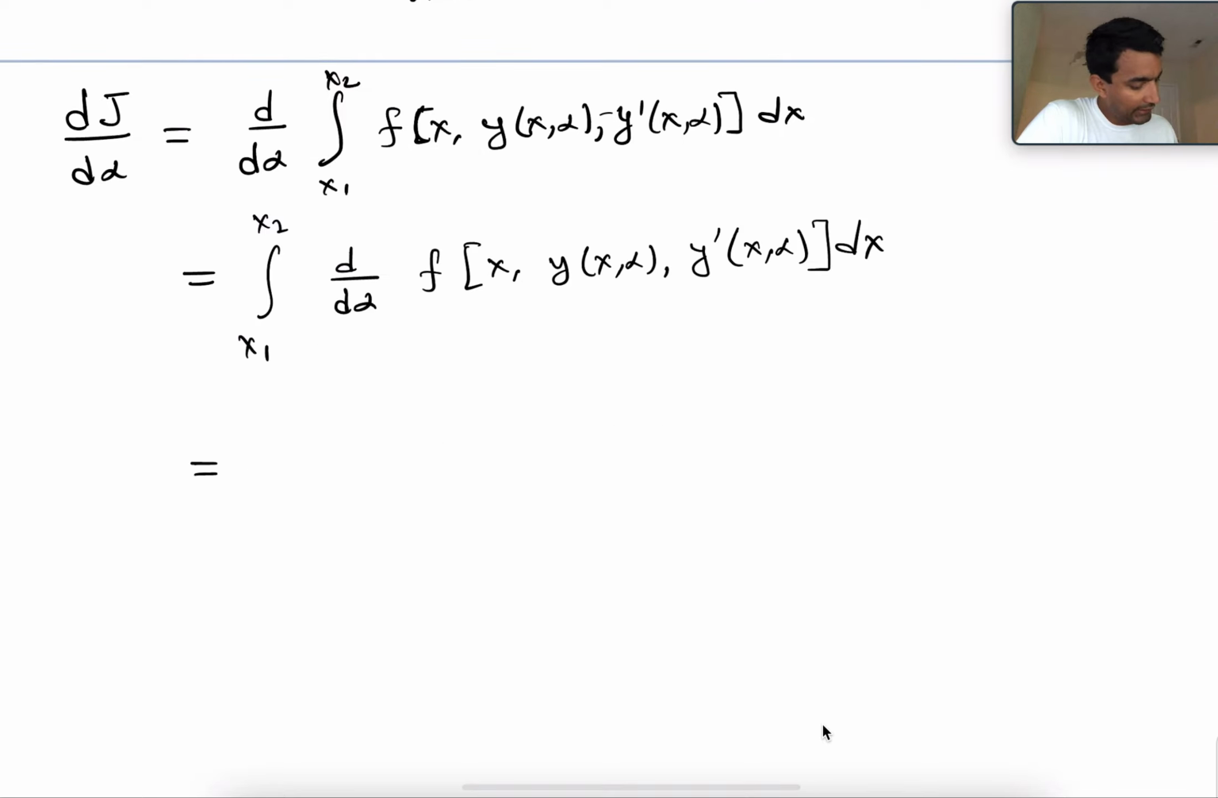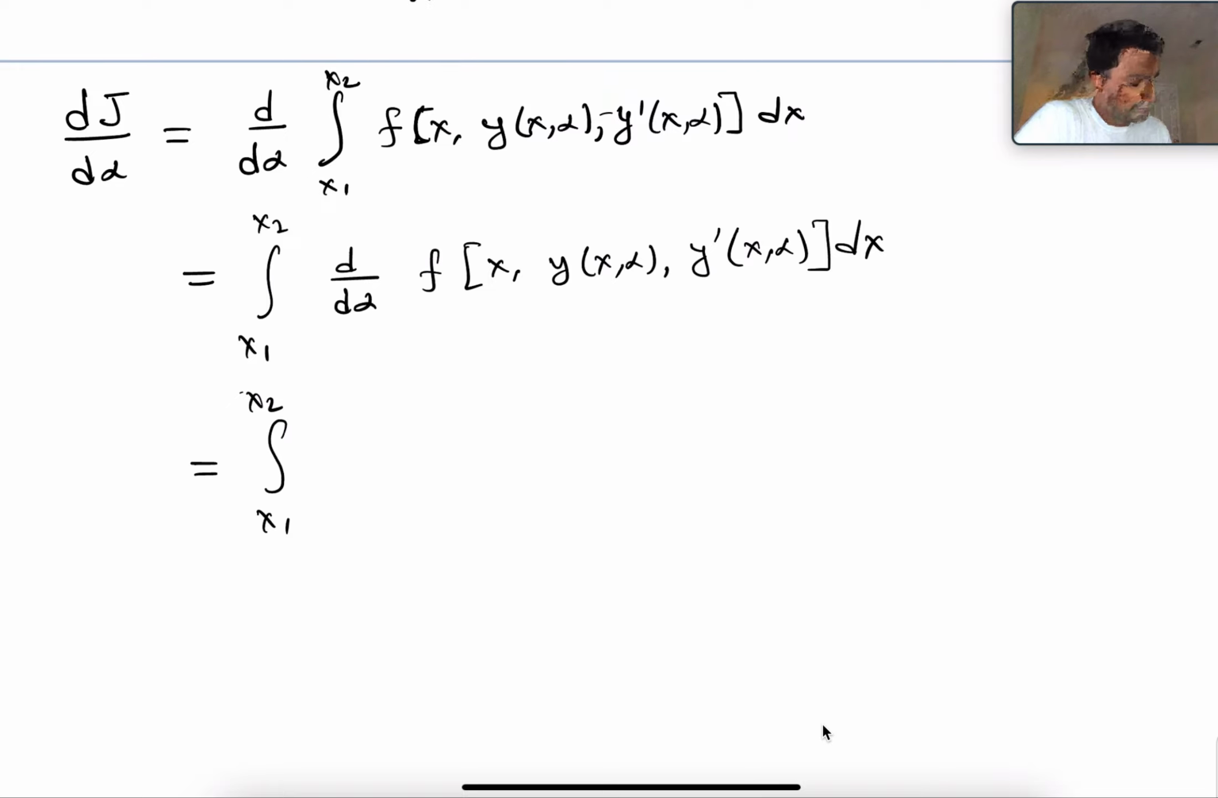And now we will just do the derivative of this function. So this would be x1 to x2. Now f is a function of x, y, and y prime. So what we will have to do is we'll have to do the derivative of each one of these terms. And if you don't know how to do this, you should look at what is the chain rule.